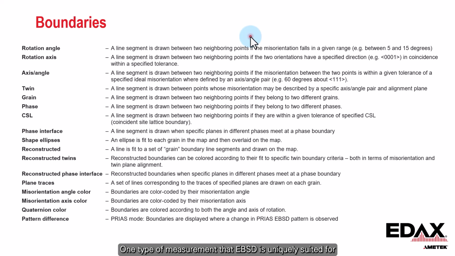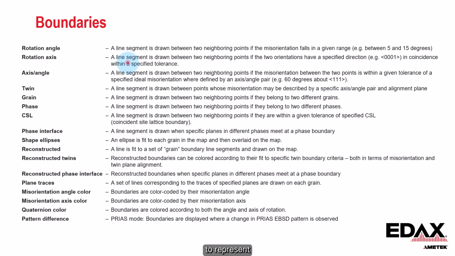One type of measurement that EBSD is uniquely suited for is the measurement of misorientation and boundaries. This is just a list of the different types of boundaries that can be analyzed with OIM analysis, and I'll go through a number of these with subsequent slides. Because we've collected the orientation data on a point-by-point basis, we're able to represent the change in misorientation across pixels with numerous different visualizations.